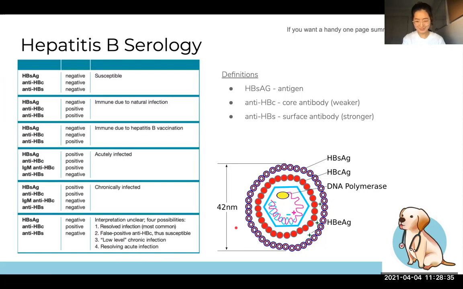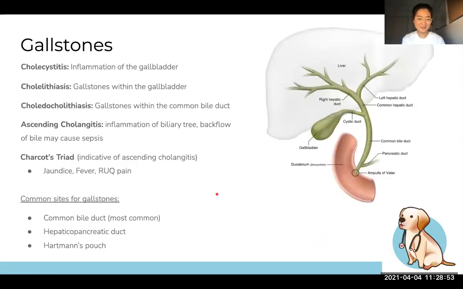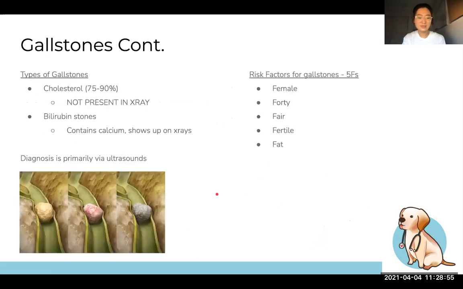Okay, hopefully that wasn't too confusing. If it's confusing, chuck me a message and I'll hopefully explain it again. But hopefully, if you understand what the core antibody and surface antibody are, this table will make a bit more sense. Okay, last two slides, I believe.